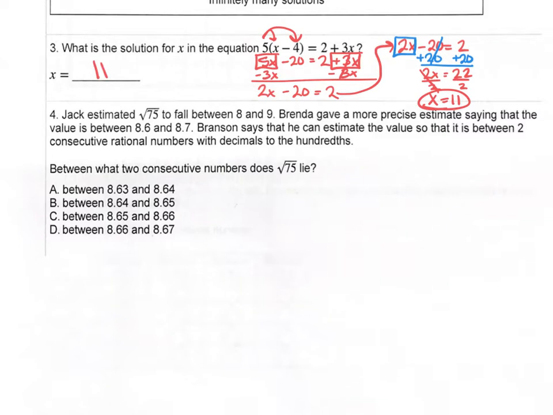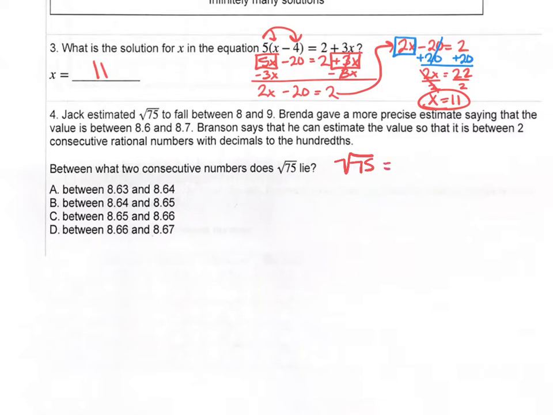Number 4, Jack is estimating the square root of 75. He says it's between 8 and 9. Brenda says it's between 8.6 and 8.7. And we're trying to get a good estimate. So between what two consecutive numbers does the square root of 75 lie?